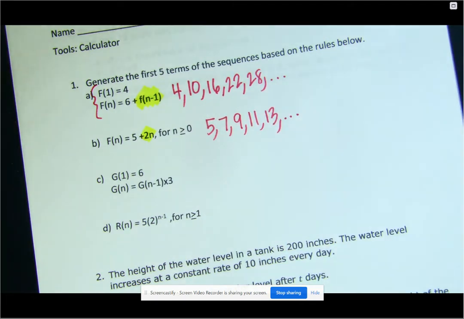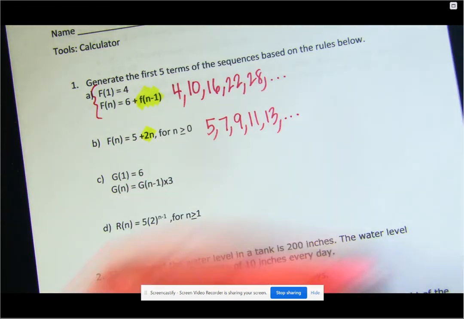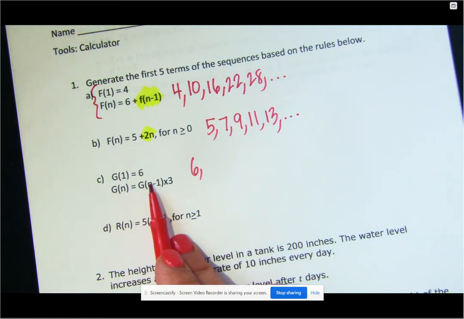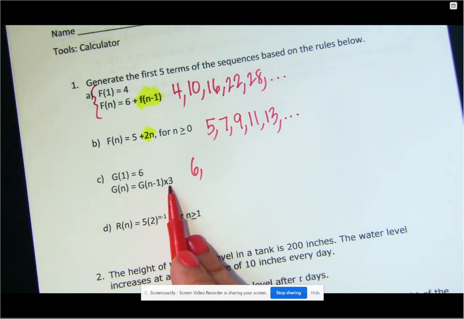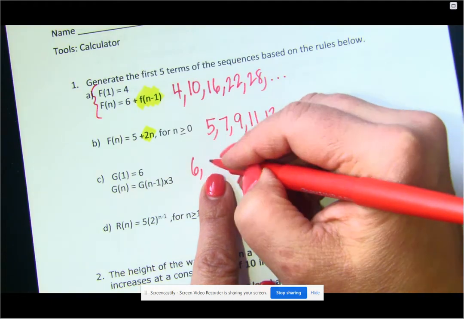All right, letter C, we're back to another recursive rule. It's got 2 parts. It flat out tells me the first term. And then it says to get any term, you take the term before it and multiply by 3. So to get this one, I take the one before it and I multiply by 3.